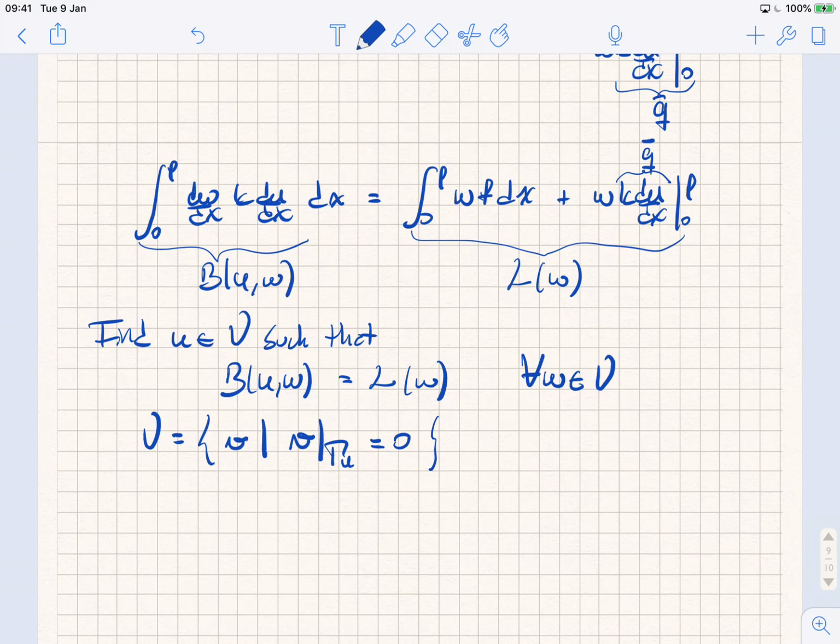That's all we had to do to get our variational form. But again, we said, can we solve it at this point? Yes or no? No.